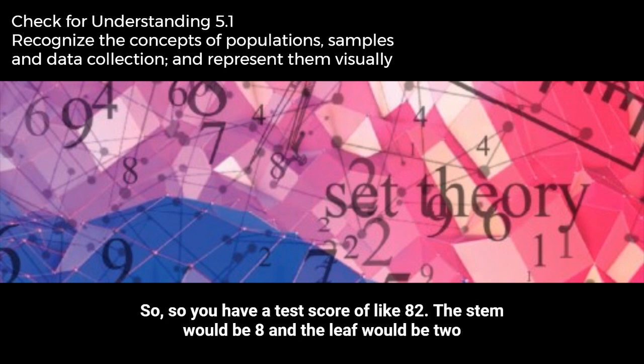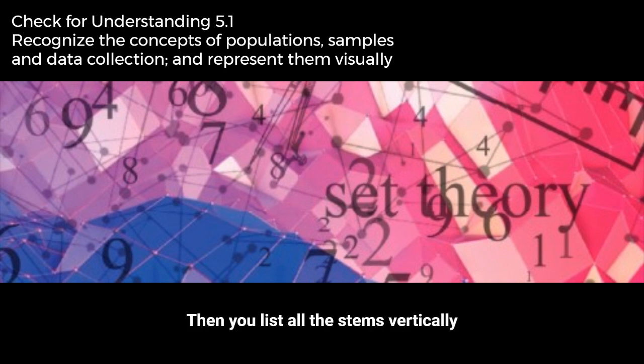Right, so say you have a test score of like 82. The stem would be 8 and the leaf would be 2. Okay. Then you list all the stems vertically, and next to each stem you put all the leaves that go with it. So you can see the whole distribution of the data, but you can also still see the individual values. Wow, that's a really clever way to organize things.